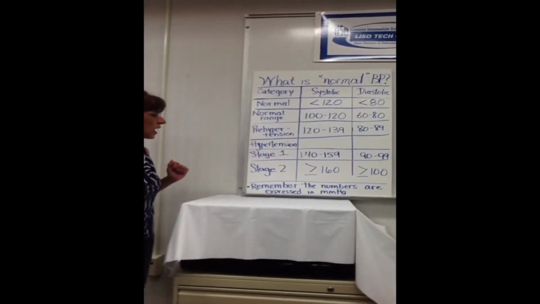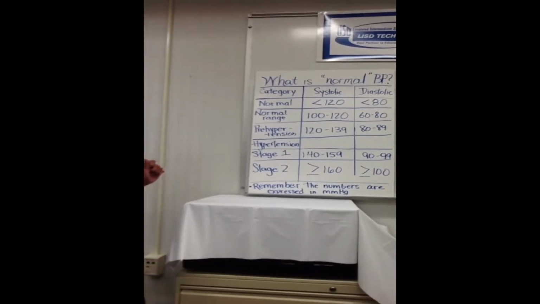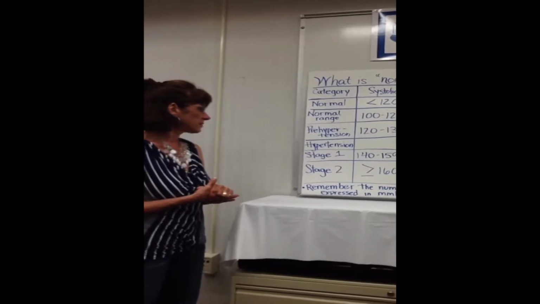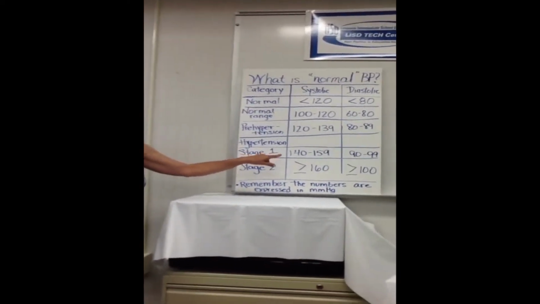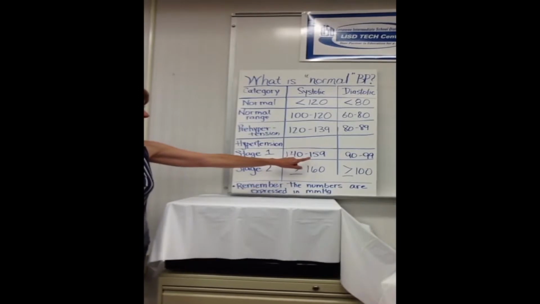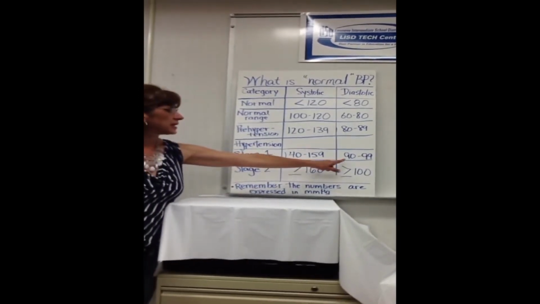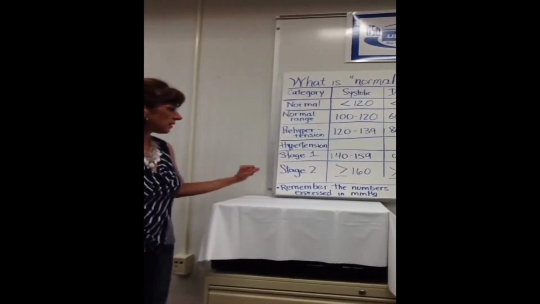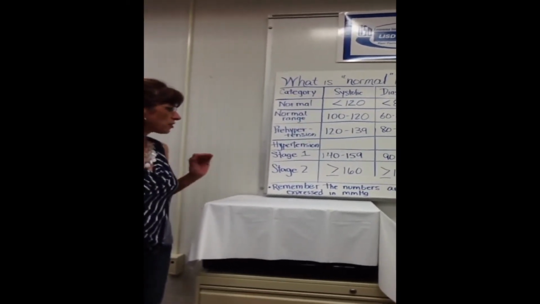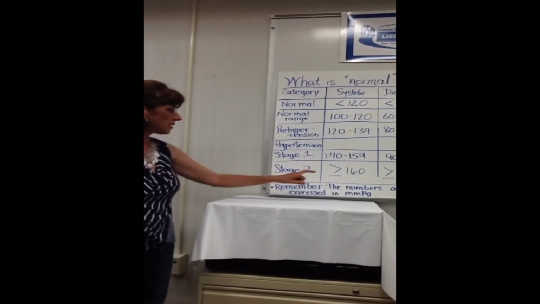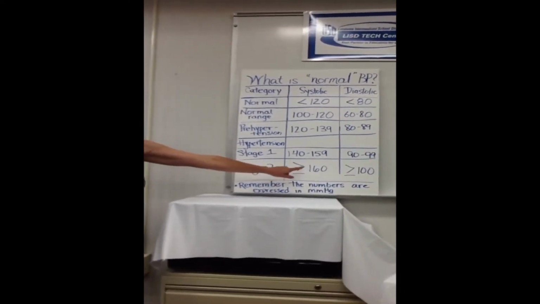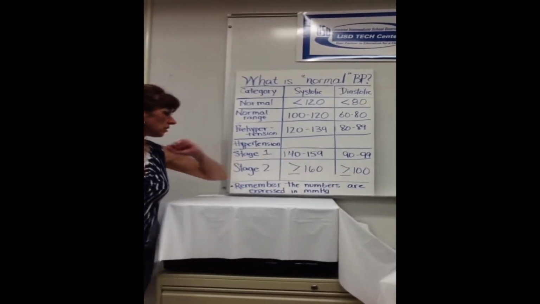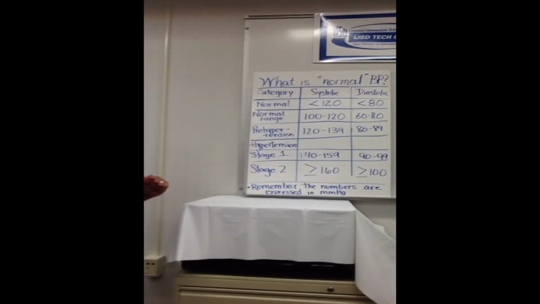Then we move into hypertension, where you're actually in more of a dangerous condition that needs treatment. Stage 1 is where your systolic is between 140 and 159, and your diastolic reading is 90 to 99. Stage 2, definitely even more dangerous, definitely in need of treatment, is equal to or greater than 160 for your systolic, and equal to or greater than 100 for your diastolic reading.